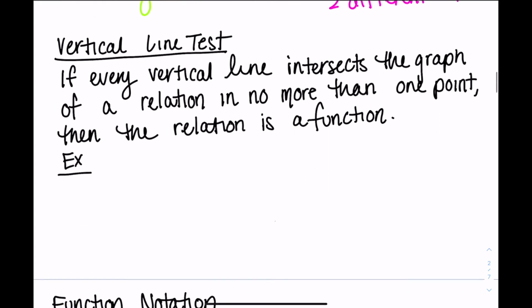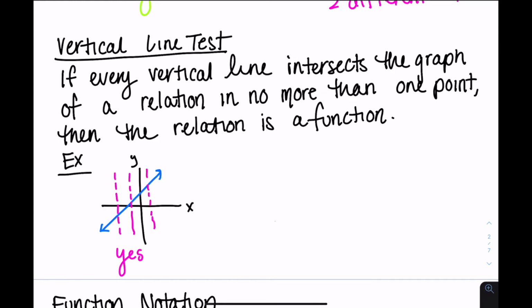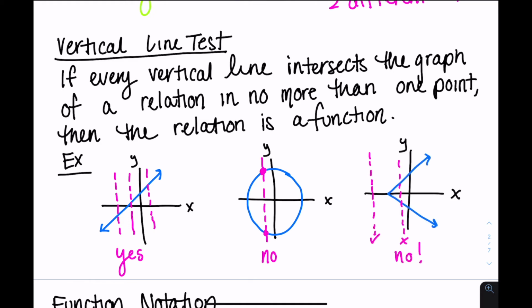So let's look at a few examples of what is and isn't a function. If we look at this one, the blue is the function. No matter the vertical line you draw, it hits the blue line in one spot. So we're good. It's a function. If I look at this circle, no, if I draw this pink vertical line, I'm hitting the graph in 2 spots, not a function. Same thing over here. In this one location, I don't hit the graph, so that's not a problem. Even if I drew a line right here, it only hits that graph in 1 spot.